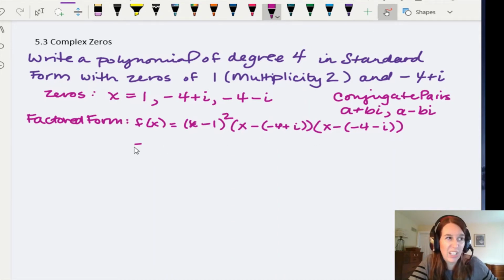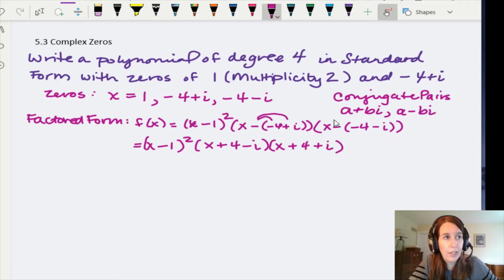We can also simplify it a little bit. So we have the x minus 1 squared. Now to deal with those negative signs, we have x plus 4 and then minus i, because we are distributing this negative sign to here and to here. And then in the second term, we have x plus 4 plus i, because we are multiplying here and here.